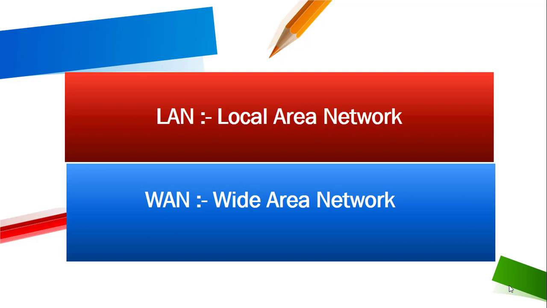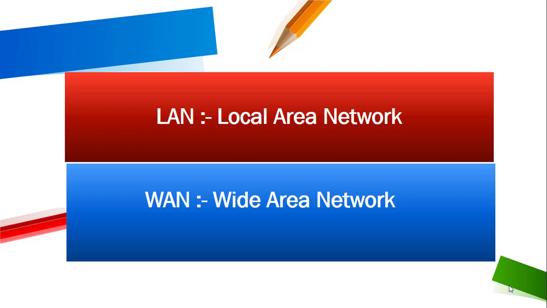LAN stands for Local Area Network. An example of LAN is the systems in a computer network within a building, within a school, within a college, within a university, or at home. This is a computer network that is within a small place or within a small range. So a network within a building, school, college, university, or at home is LAN.